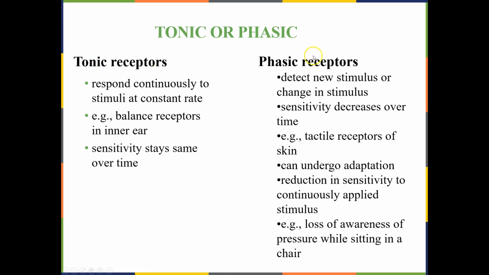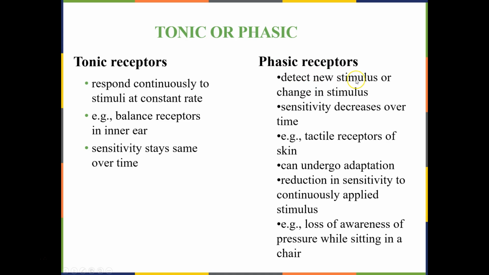Receptors can be tonic or phasic. A tonic receptor is going to continuously send signals about what's going on. So this is something that's going to be like your balance receptor, so that you don't lose balance. Or pain receptors, they're tonic. They continuously send signals to let you know, hey, there's something wrong with me.